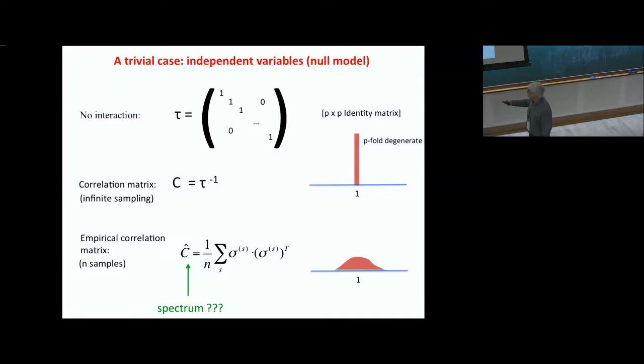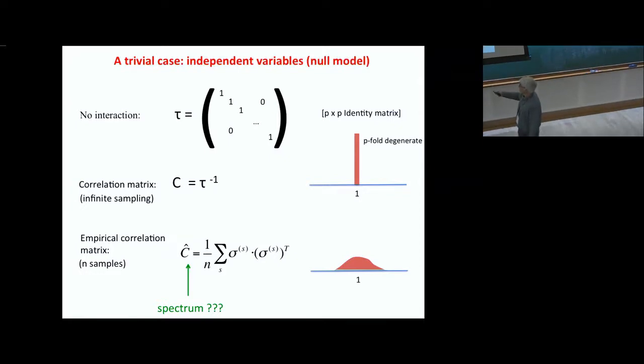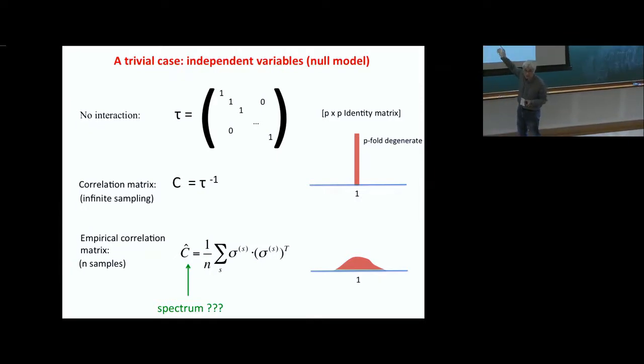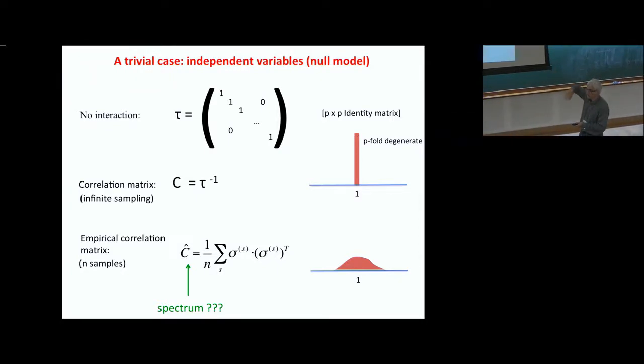Now, if I have the empirical correlation matrix, which is computed from a finite number of samples n, as I said, you have a little bit of noise everywhere, so the eigenvalues won't be exactly all one, and they will be scattered around one. The width here will depend on the number of samples. The more samples you have, the more narrow it will be. Okay, so this is the situation. We'll make that much more precise in the following.